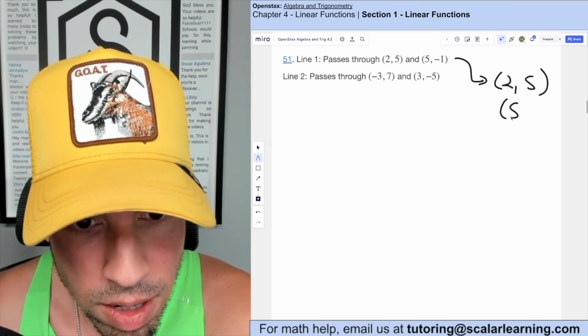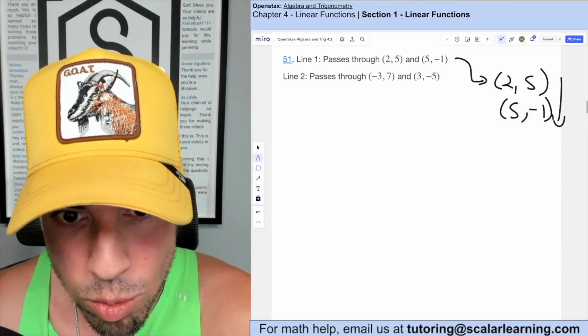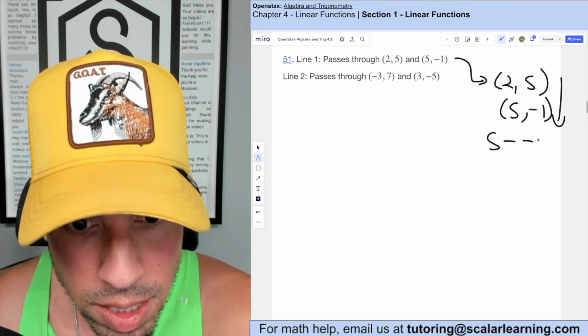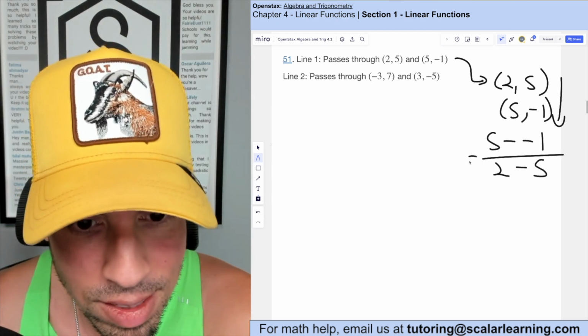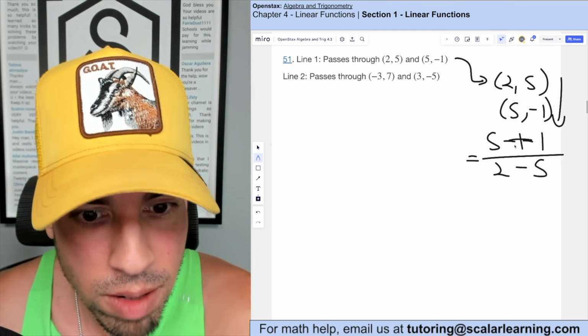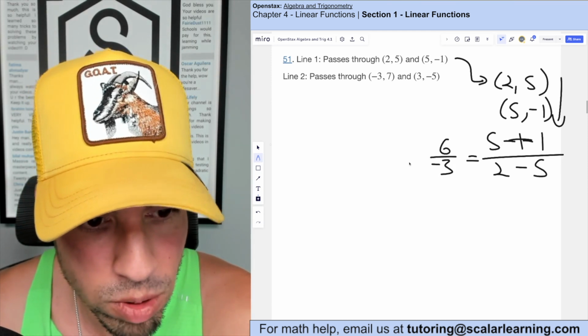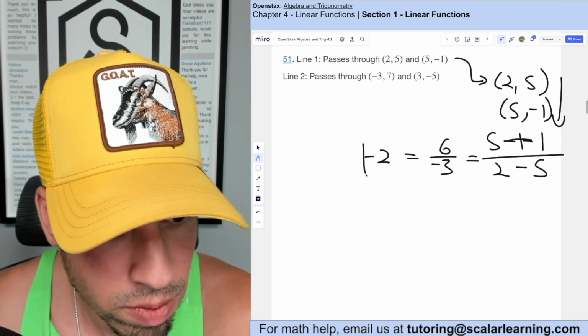For this one, once again, I'm going to stack the coordinates and calculate the slopes. We got 2, 5, 5, negative 1. And we're going to subtract down. So again, I got 5 minus negative 1, the difference of the y's on top. 2 minus 5, the difference of the x's on the bottom. That becomes a plus. 5 plus 1 is 6 over negative 3, aka a slope of negative 2.